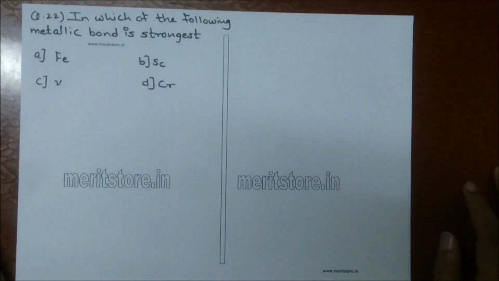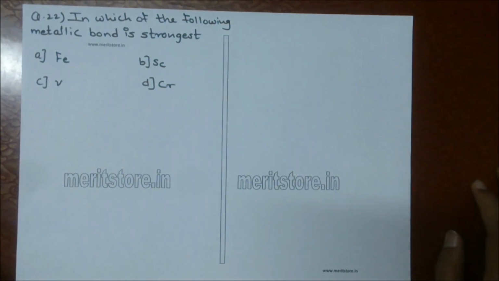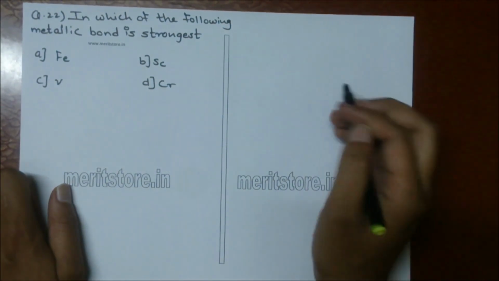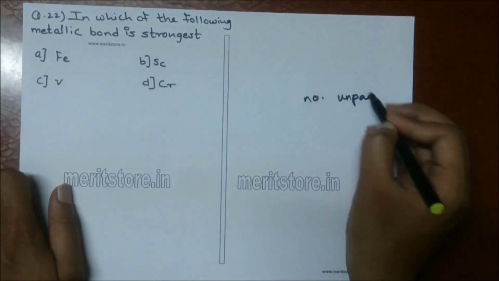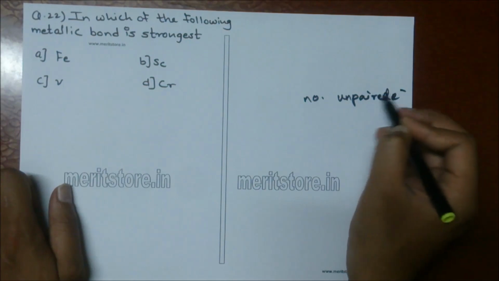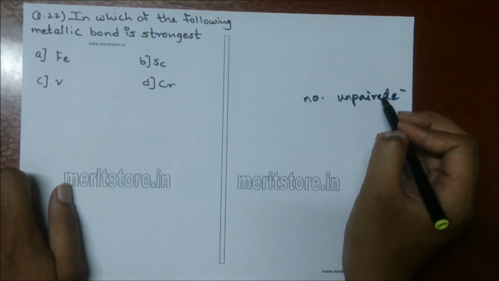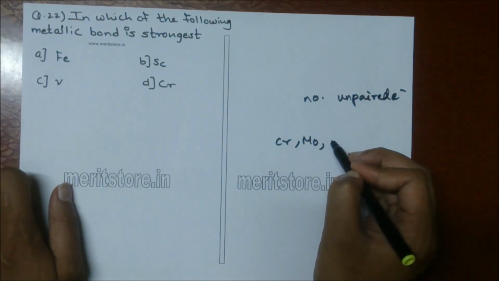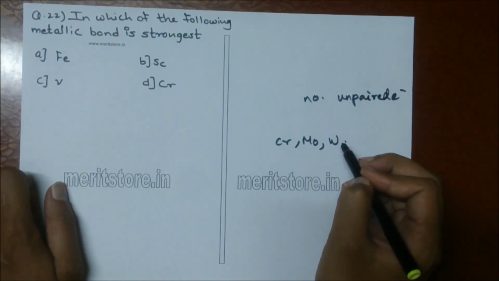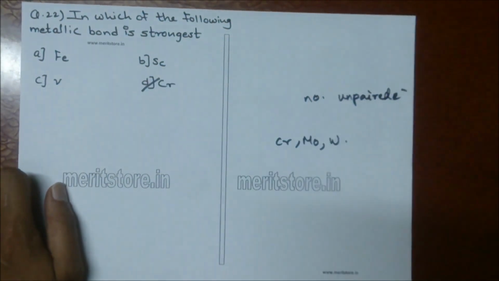Question number 22. In which of the following is the metallic bond strongest? A. Fe, B. Sc, scandium, C. Vanadium, D. Chromium. The strength of metallic bond depends upon the number of unpaired electrons. As the number of unpaired electrons increases, the bond becomes stronger. So chromium, molybdenum and W, that is tungsten, have stronger bonds due to the maximum number of unpaired electrons. So option D is the correct answer.